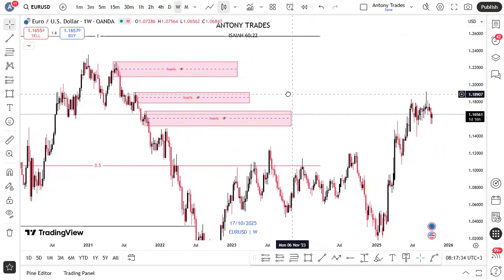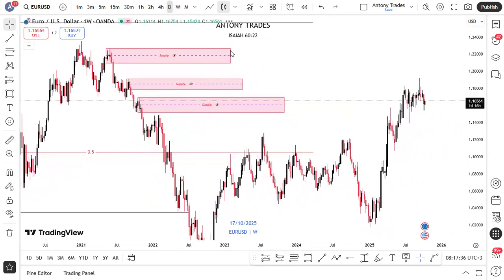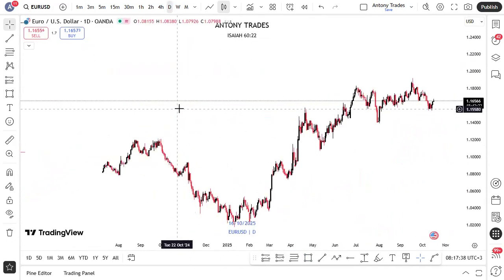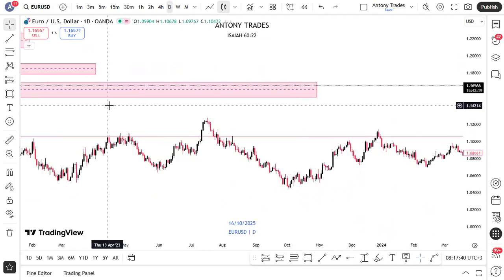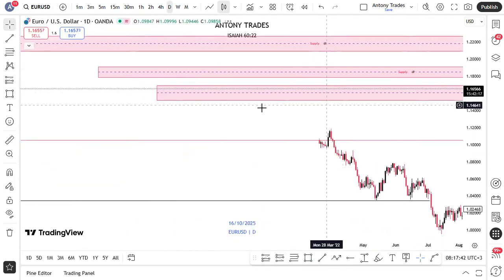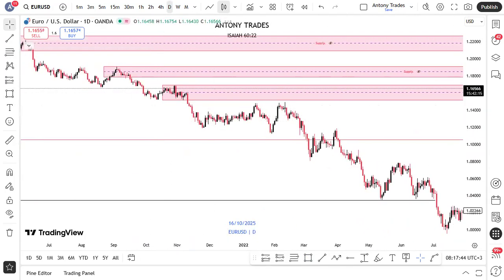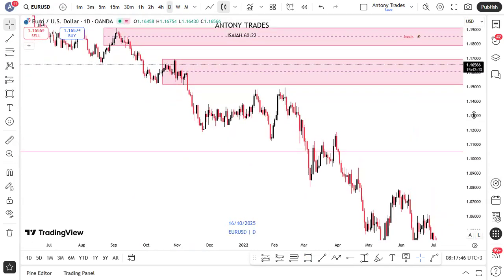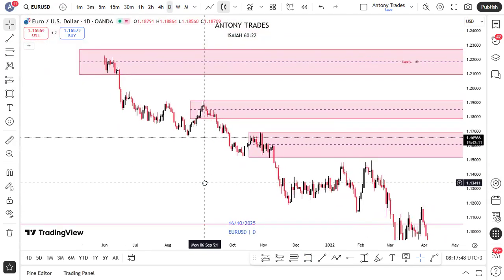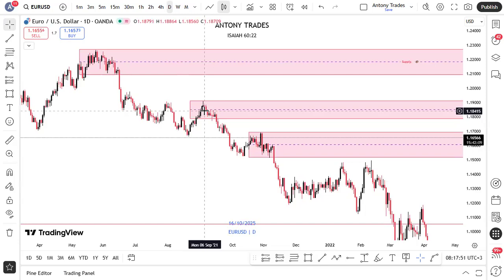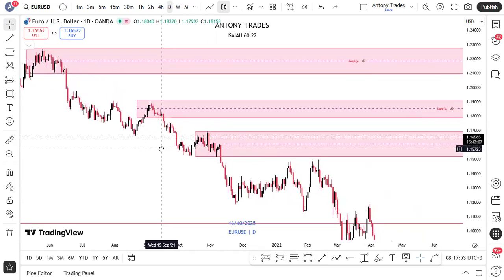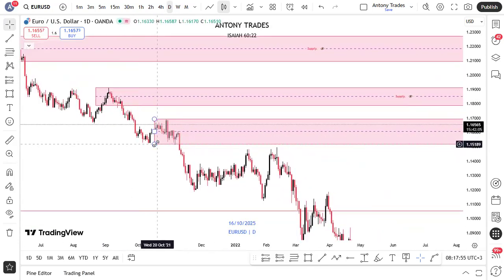So we have those points of interest. Now we shift to the daily time frame and see whether we can refine our point of interest. The idea of going to the mid time frame is for you to refine your point of interest. And I don't think there is any point of interest that you can refine here.